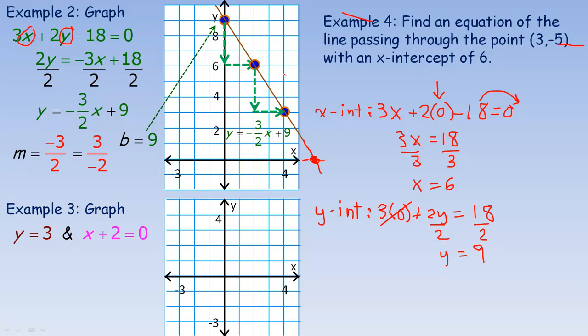So the y-intercept is at 9, which of course is this point right here. So once I have that point and this point down here, I could draw my line through them like that. So that's another way to graph the line. Let's get rid of all my markings here.